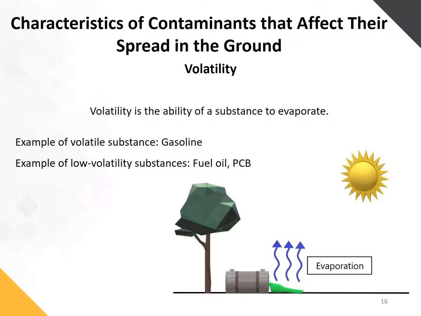So the first property that we will talk about is volatility. Volatility is the ability of a substance to evaporate. So the higher the volatility of a spilled contaminant, the more it will tend to evaporate before infiltrating the soil. So there will be a smaller amount of contaminants that will be able to seep into the ground and go into the groundwater. Gasoline is a good example of a volatile substance, and for instance, fuel oil and PCBs are examples of non-volatile substances.